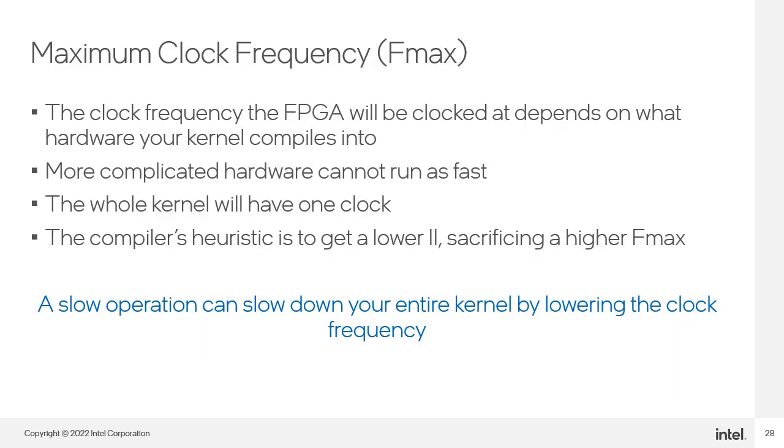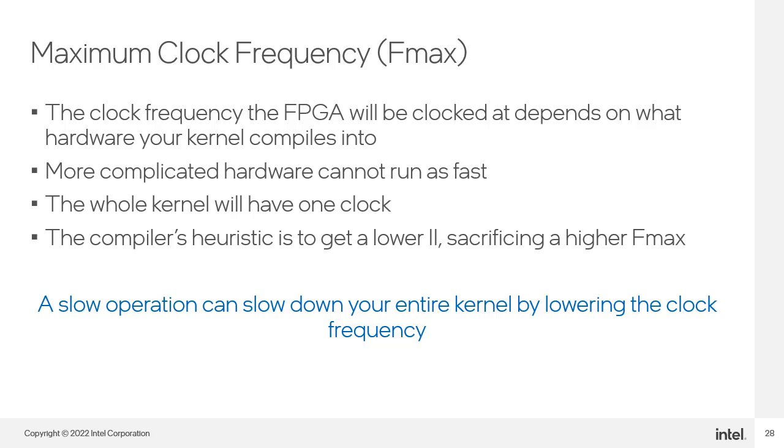The compiler's prerogative is to optimize II first. However, the maximum frequency Fmax achieved is also important. The Fmax refers to the clock rate the FPGA is clocked at, and it depends on what hardware your kernel compiles into. The more complicated the hardware, the slower the frequency. The whole kernel will have one clock, and where there is a slow operation, it can slow down your entire kernel by lowering the clock frequency. Typically, the compiler will sacrifice a higher Fmax for a lower II. What if you are more interested in getting a better Fmax?